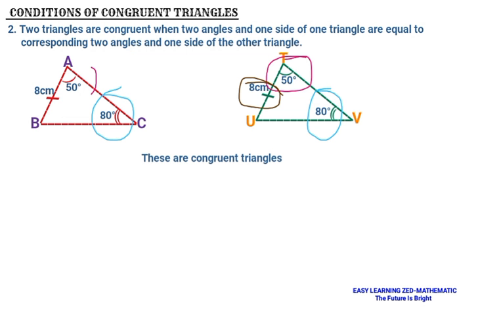So we have compared these angles as well as this side, and as you can see, they are all equal. That means these two triangles are congruent according to the second condition we are looking at. Only triangles with this kind of measurements are the ones that are congruent. Let's go to the third condition.